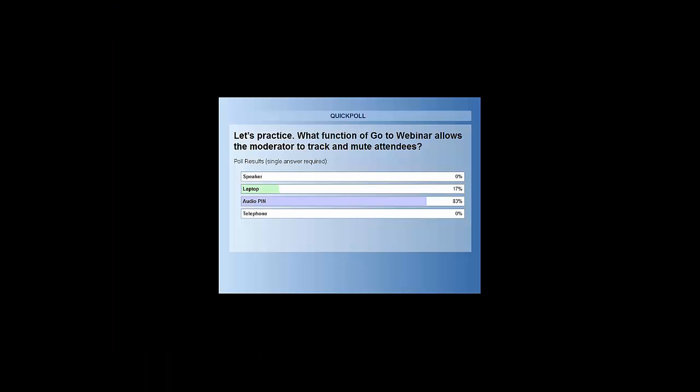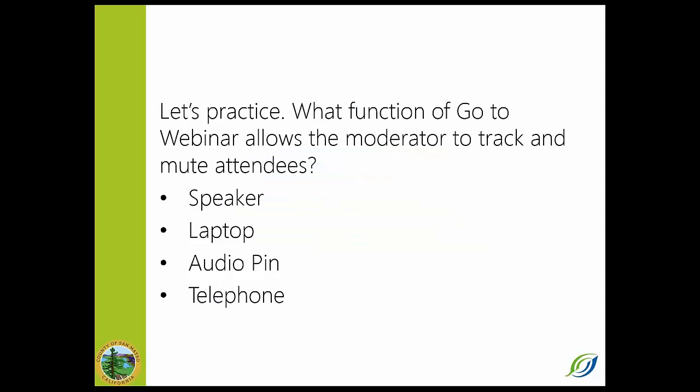So let me share with you the responses. We had a number of people say that it was the laptop and quite a few responses that it was the audio pin, and that's correct. So that gives you an idea of how we're going to work the polling. I'm going to go ahead and hide that and close it. All right, next slide.